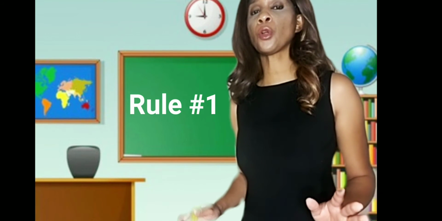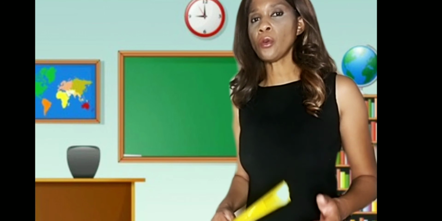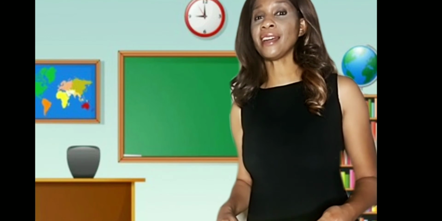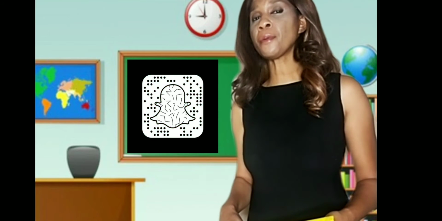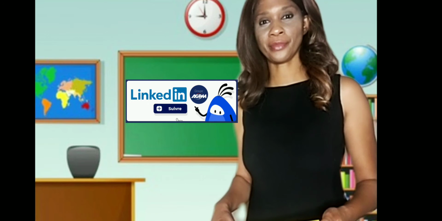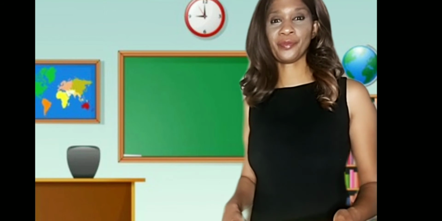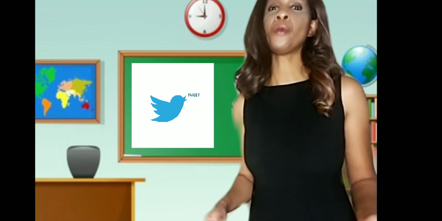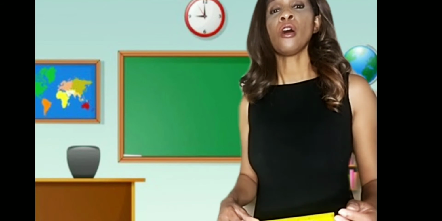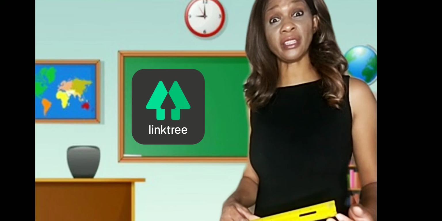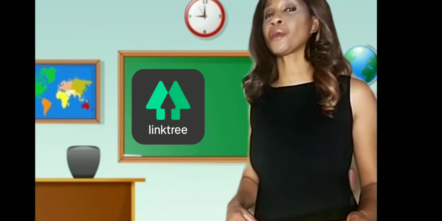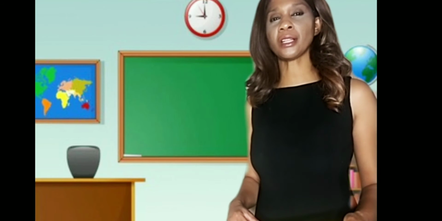Rule number one: different people hang out on different social media sites. Some people hang out on Snapchat. Some people hang out mostly on YouTube, on Twitch, on LinkedIn, on Twitter, what have you. So you want to make sure that you give people all of your information and have a Linktree displaying all of your different sites, so the other site where they mainly hang out is one click away.